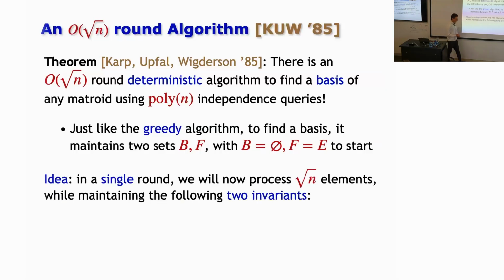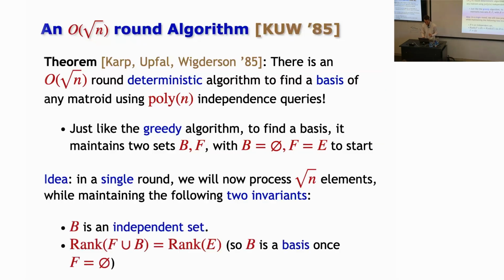The key idea is, if you think about what exactly the greedy algorithm is doing, it was just processing one element in each round of computation. So we're going to try to bump this up. We're going to try to process square root n elements simultaneously in each round of computation. But we're going to do so while maintaining two key invariants. The first is that your set B should always be an independent set. That's the same thing that we were asking for in the greedy algorithm.